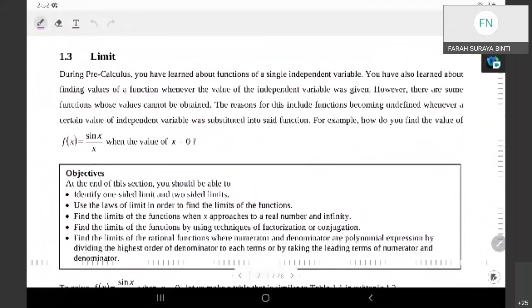During your pre-calculus, Mat 133, you have learned about the function of a single independent variable. Okay, you have also learned about finding values of a function whenever the value of the independent variable was given. However, there are some functions whose values cannot be obtained. Okay, the reason for this include function becoming undefined whenever a certain value of independent variable was substituted into said function. For example, how do you find the values of f of x equals sin x divided by x when the value of x equal to 0?